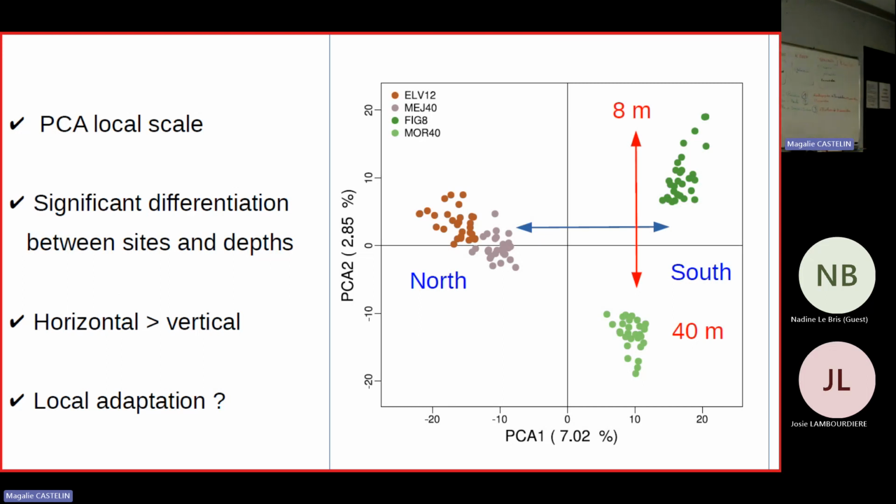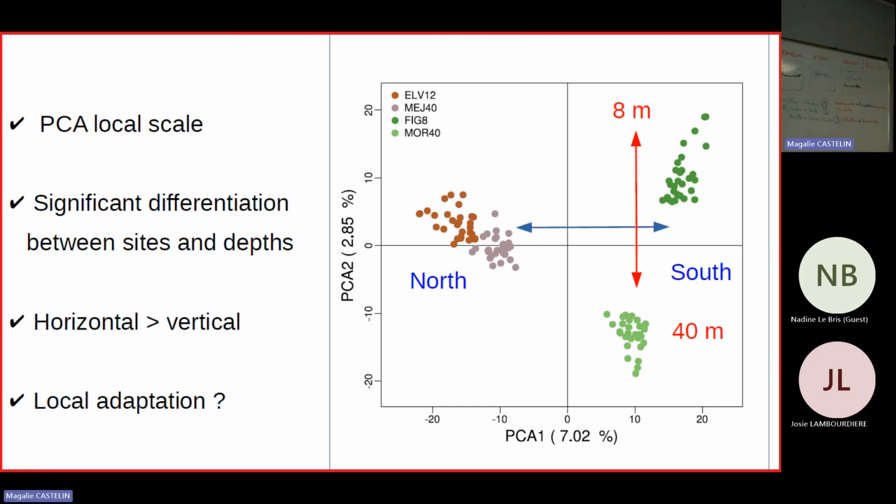Marine made a PCA, principal component analysis. Each dot corresponds to one colony of red coral, and the color indicates the origin, the sampling site. So we have two axes here, the first and second one.